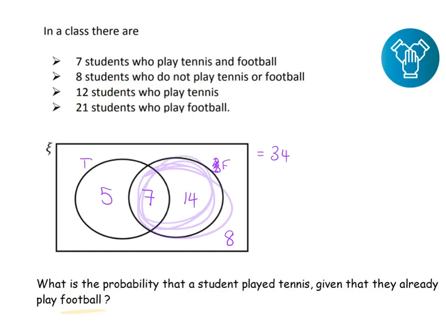And the question is, what is the probability that they play tennis given that they already play football? So that's going to be 7 over 21. I can cancel, I don't need to because it's probability, so I could cancel down to 1 over 3 if I wanted to.